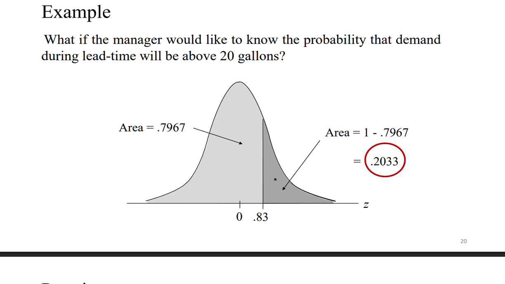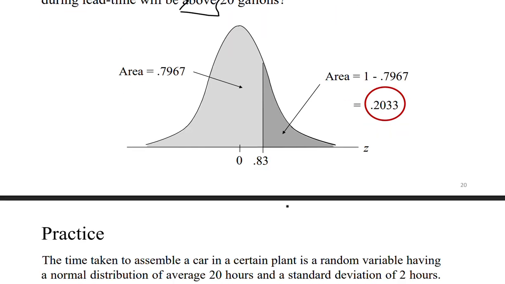Now, the area we're looking at is 0.7967, which is on this side. This is the 0.83, the standardized value. The 0.7967 is the area we found from the table, which is less than 20 gallons. If I want to find the area above 20 gallons, I use the complement rule, which is 1 minus 0.7967, and the complement rule says the area above 20 gallons is 0.2033.